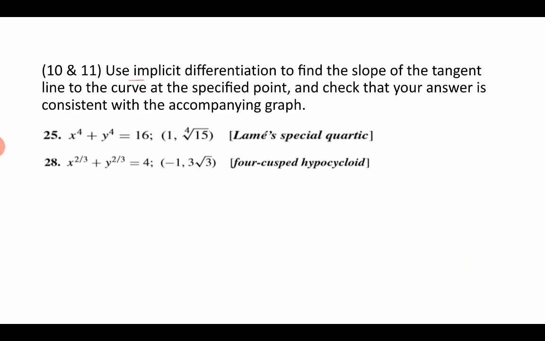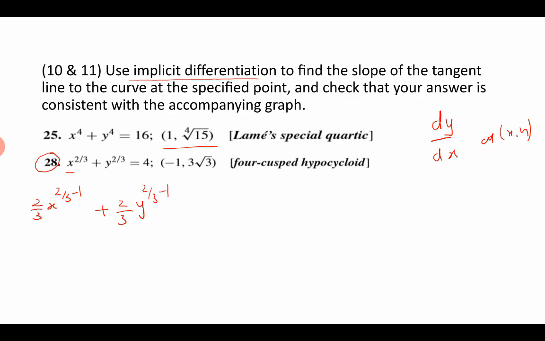Use implicit differentiation to find the slope of the tangent line to the curve. So the slope of the tangent line is dy by dx, and at the given point x comma y, substitute the values of x comma y given here. Let's try 28. Use implicit differentiation. So first differentiate x by using the power rule: 2 over 3 x to the power 2 over 3 minus 1. The same for y: 2 over 3 y to the power 2 over 3 minus 1. Whenever we differentiate y, write y prime. So y prime is dy by dx.